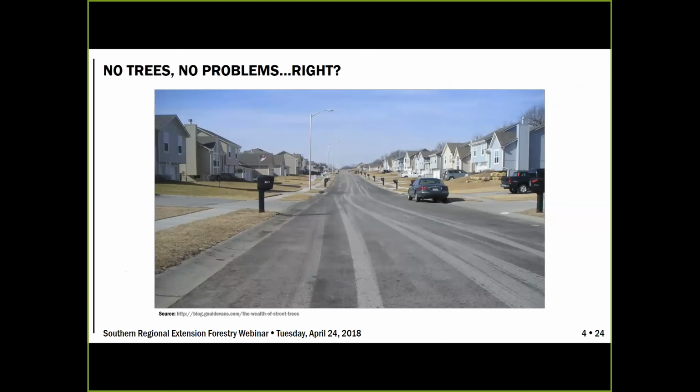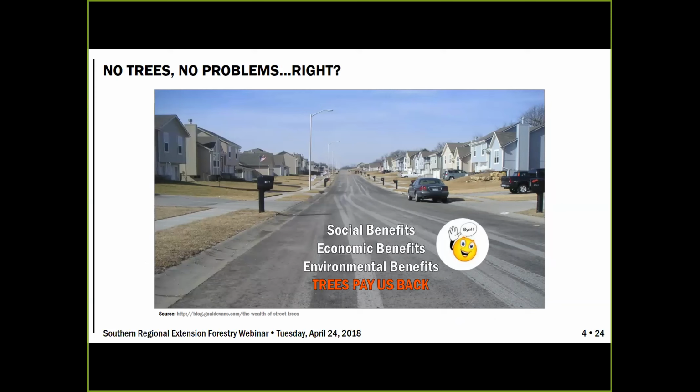So given the potential for harm caused by trees during storms, why not just have communities that look like this? No trees, no problems, right? Well, the issue here is, of course, as we all understand and as Holly mentioned a few minutes ago, that trees pay us back. They have a number of social benefits, economic benefits, and environmental benefits, and there's a lot of research supporting the need for trees in urban areas. The key to understand is that the appropriate response about having trees in the built environment is that we need to create storm-resilient urban forests so that we can maximize these benefits while concurrently minimizing the costs and risks associated with trees in built environments.